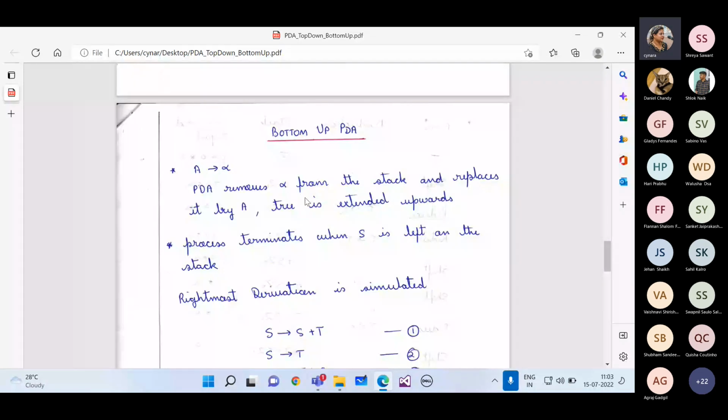In top-down PDA, we saw that the process terminated when the stack was empty, that is, Z0 was the only symbol present on the stack. Now here, the process should terminate only when the start symbol is left on the stack, because this is a bottom-up PDA.